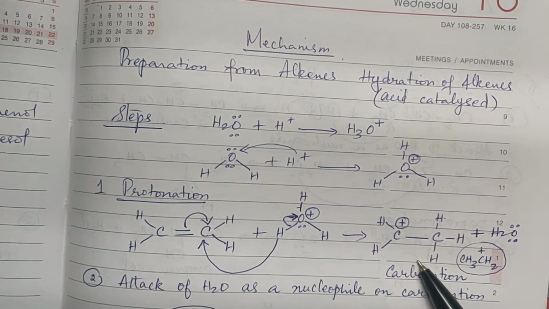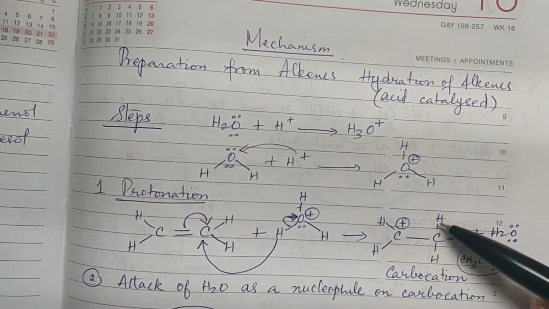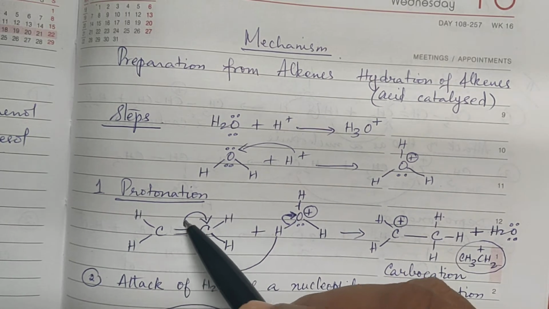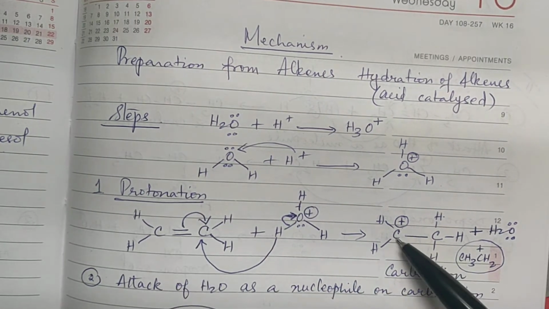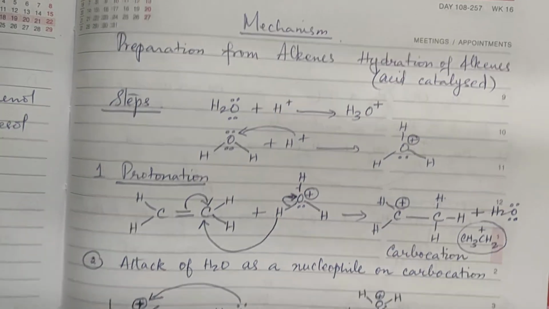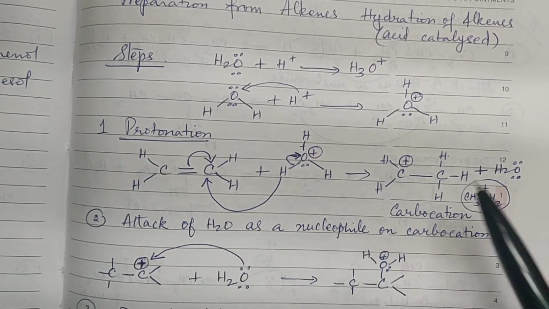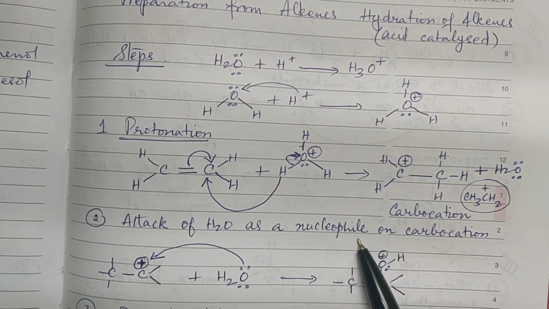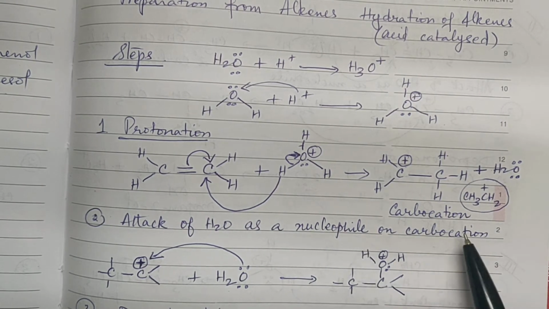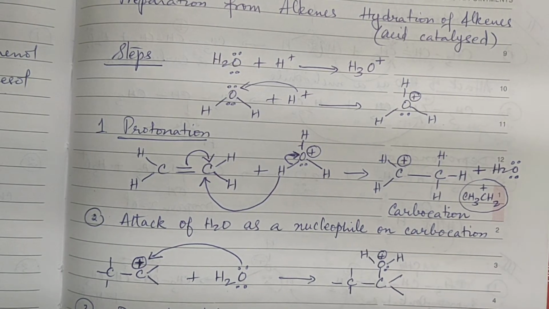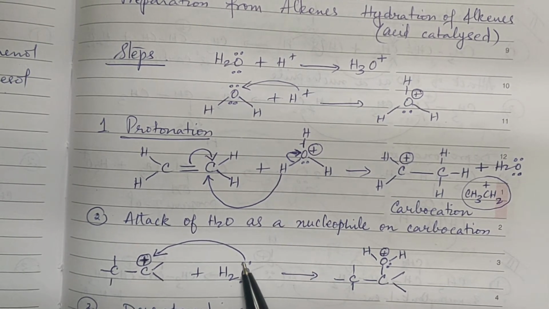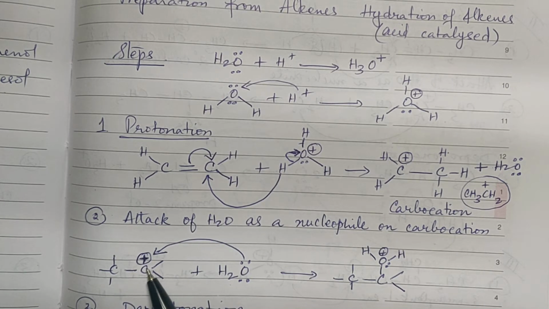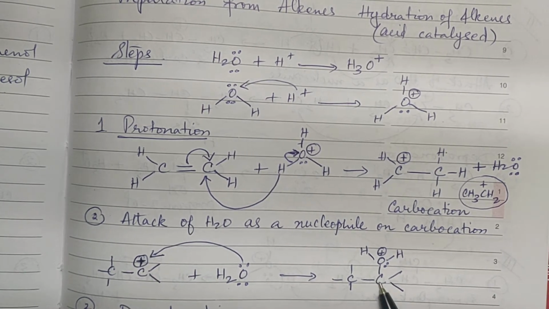So you get a carbocation because CH2 will become CH3 now, and since this pi bond pair is shifted here, this carbon will get a positive charge. So you'll get a carbocation. Then in the next step what happens? The water will now act as a nucleophile, and it will act on the carbocation. Now this is the carbocation you've got, and the lone pair of electrons on water is attacking the positive charge on carbon, and it gets attached like this.